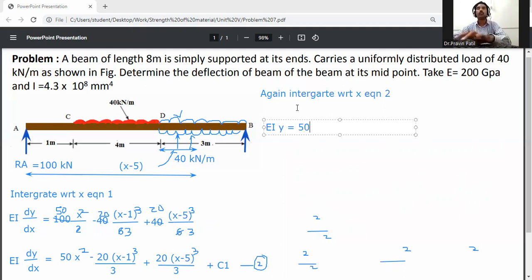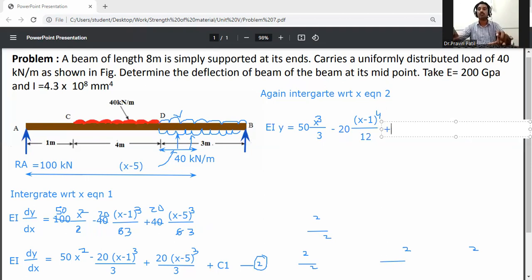it will be 50 into x cube by 3. Integration of x square will be x cube divided by 3. Then minus 20, integration of (x minus 1) cube will be (x minus 1) raised to 4 divided by 4, 4 threes are 12, so (x minus 1) raised to 4 divided by 12.